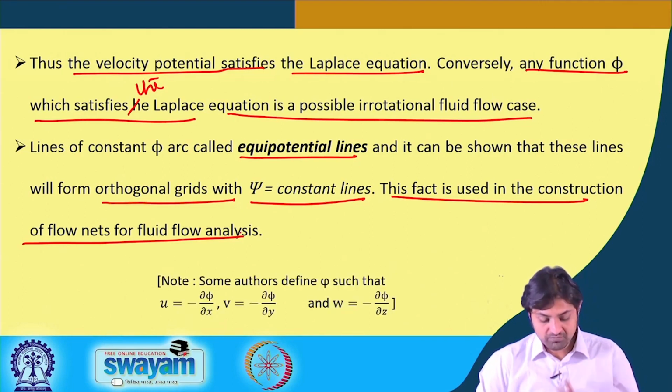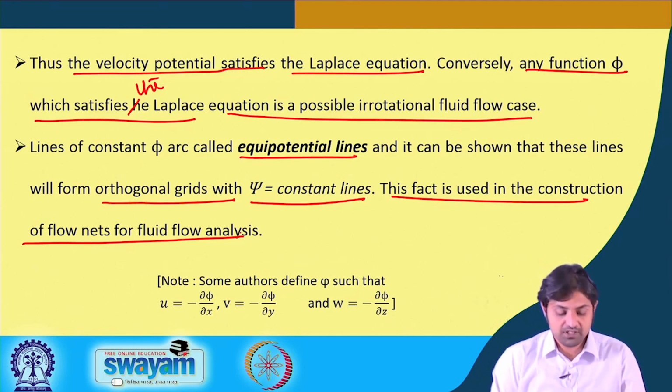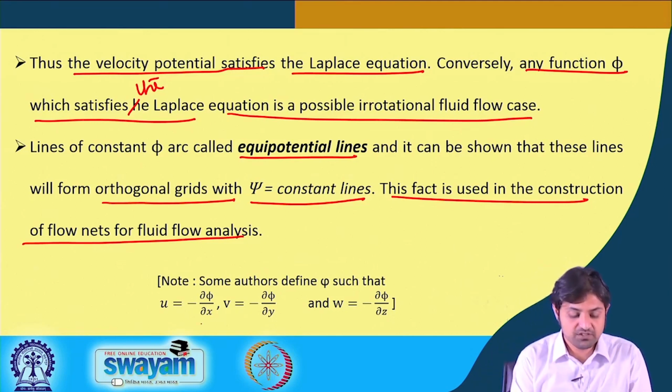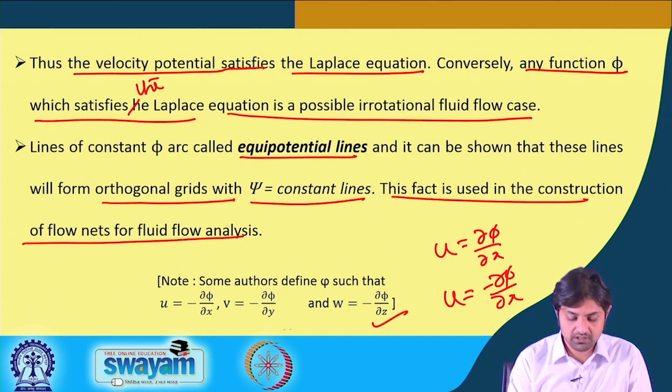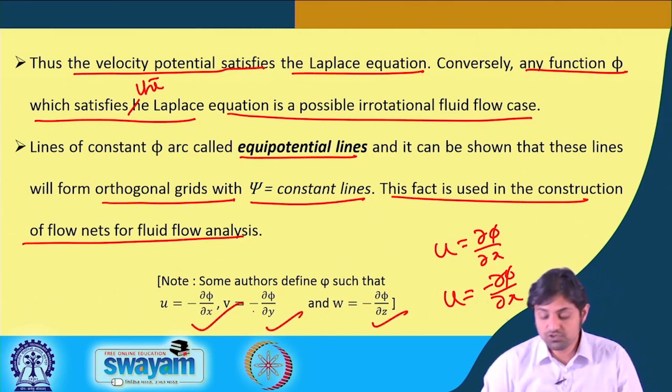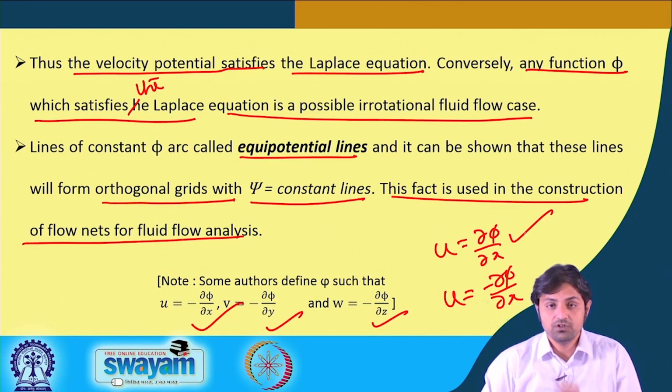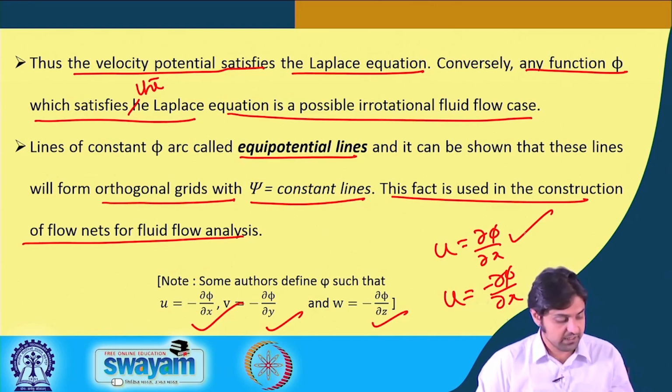There are some authors who define, instead of u equal to plus del phi by del x, u equal to minus del phi by del x. It depends upon convention, but any of these formulas is correct. I would ask you to stick with this equation, u is equal to del phi by del x.